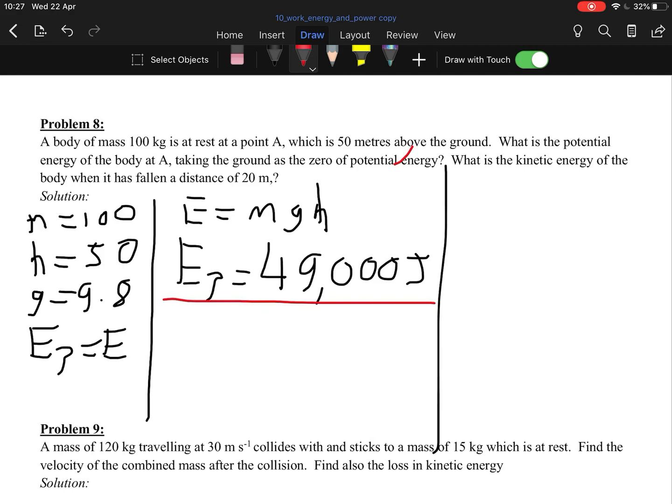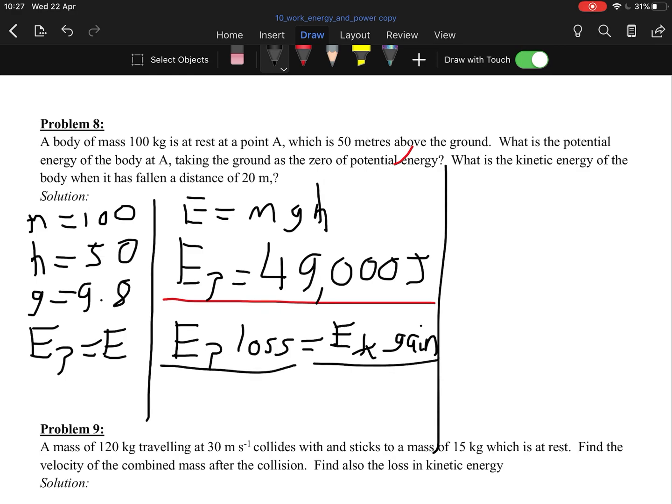What is the kinetic energy of the body when it has fallen a distance of 20 meters? So kinetic energy is half mv squared. Okay, so we have the mass. We have gravity. So some people could go off and try and do the equations of motion to find out the velocity. I've seen people do that. However, if you remember the following, you don't need to. EP loss equals EK gain. Okay, so what we lose in EP, we gain in kinetic.